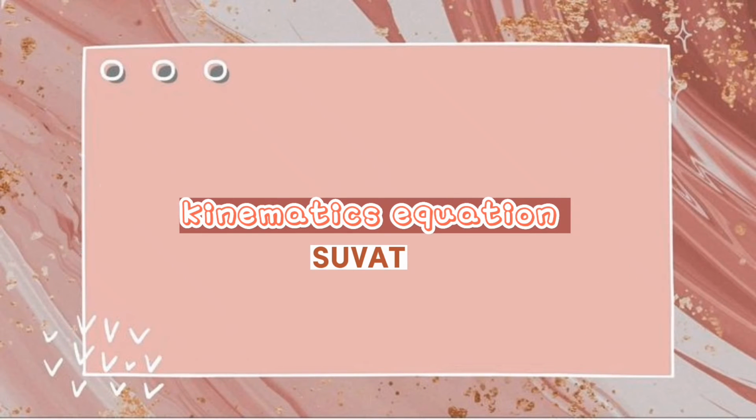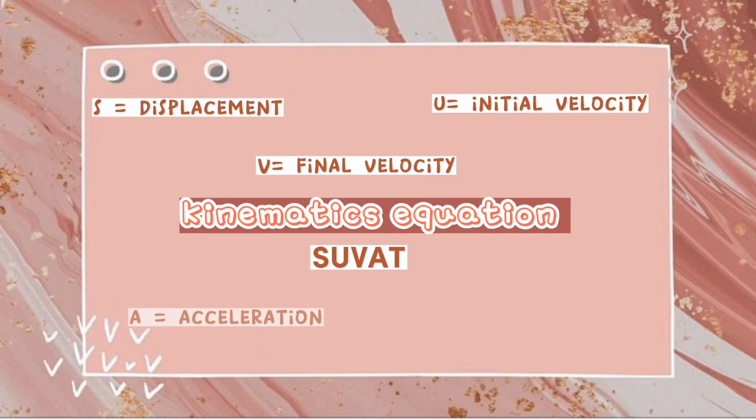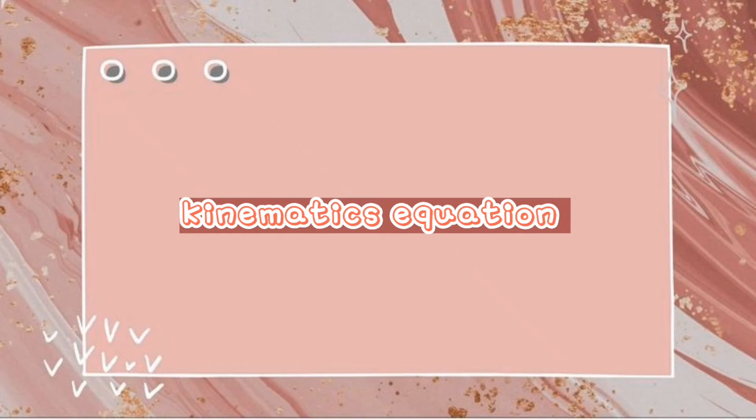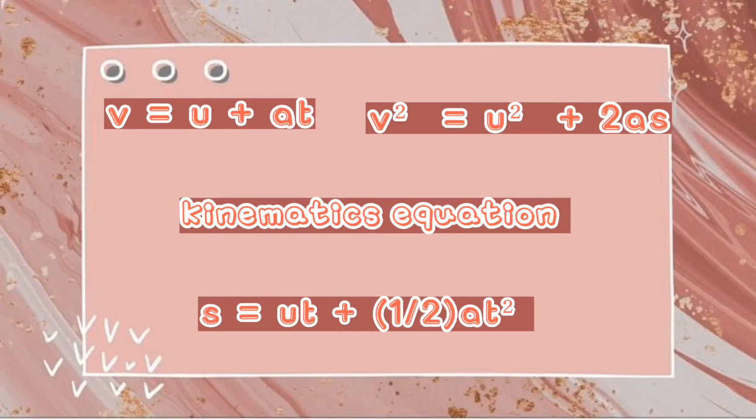So for the next part, we move on to the kinematics equations known as SUVAT, S-U-V-A-T. So the S is displacement, U is initial velocity, V is final velocity, A is acceleration, and T is time taken. So these are the three basic equations of kinematics. V is equal to U plus AT, V squared is equal to U squared plus 2AS, and S is equal to UT plus half AT squared.